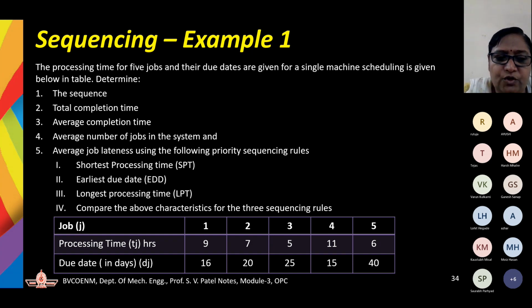It means, let's talk about the first job. This first job requires 9 hours of processing time, and from today, we have the 16th day on which we have to deliver this first job. If it goes to the 17th day, then it is going to be late. So before 16 days, we need to wind up this processing. Accordingly, for the second job, we have the 20th day from today. For the third, we have the 25th day. For the fourth, the 15th day. And for the fifth job, the 40th day, right? So now let's go ahead and see how we are going to calculate.